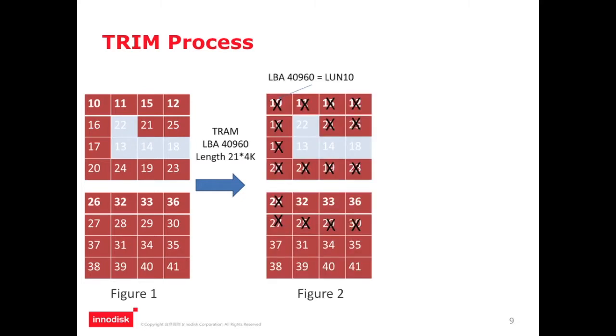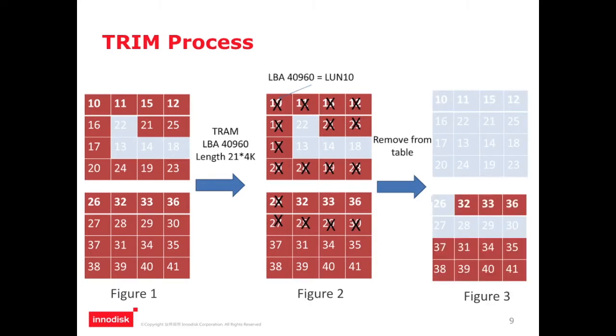On this slide, we can see in detail how the trim process works. LUN stands for logical unit number. 1 LUN equals 4K. In Figure 1, LUN with data are colored in red. In Figure 2, the SSD receives a trim command with length 21, so LUN 10 to LUN 30 are marked as invalid data. In Figure 3, the invalid data are removed from the firmware table.